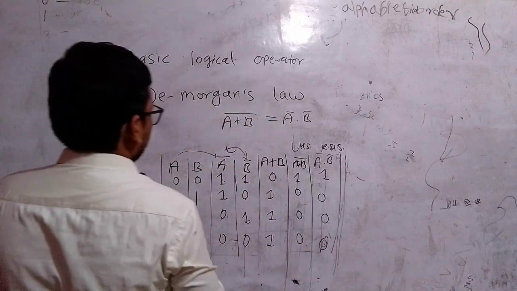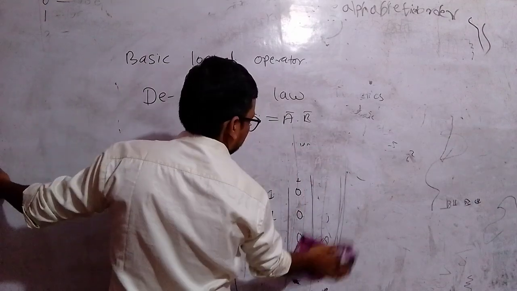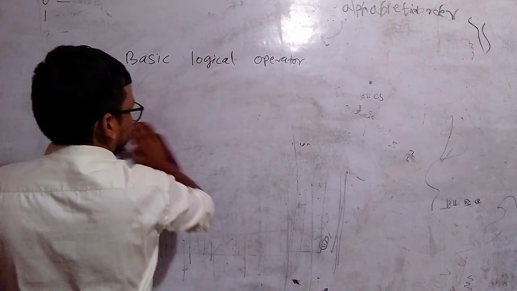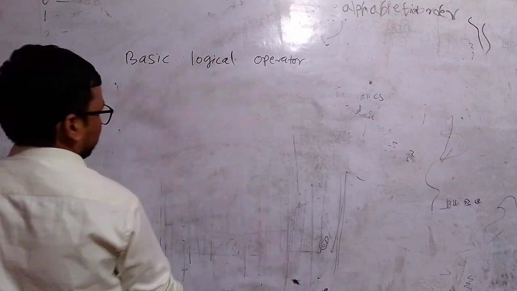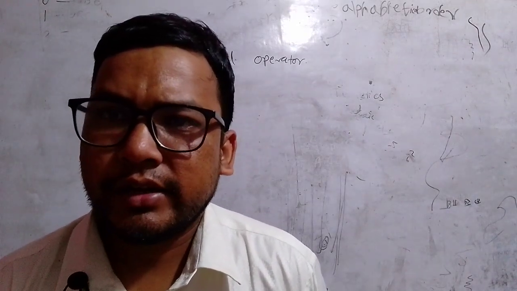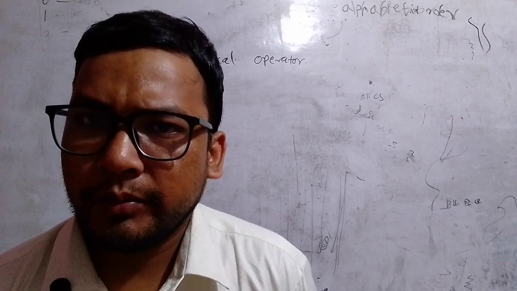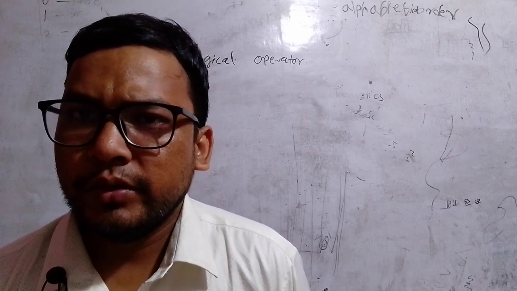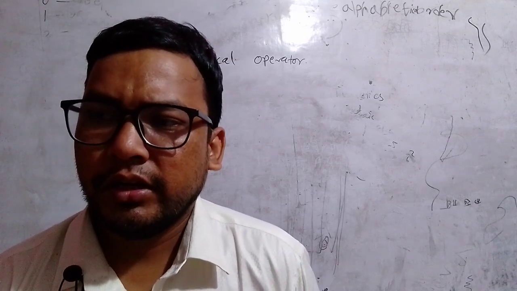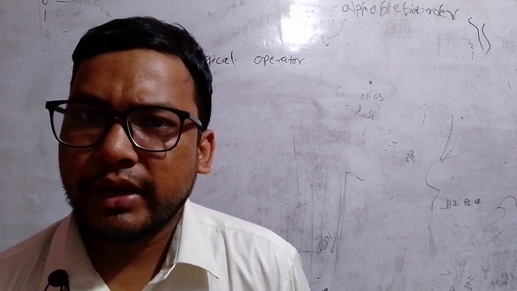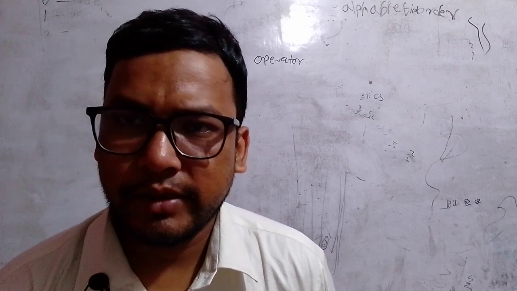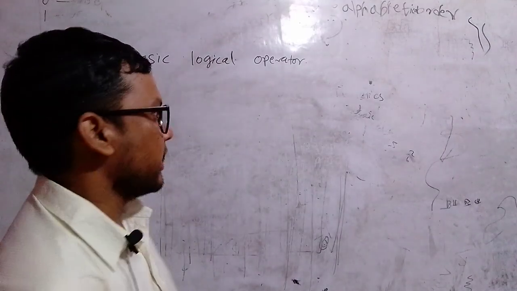Now let's study universal gates. What is a universal gate? Universal gates are those gates which we can use to make all of the basic gates. Universal gates are those gates which are capable of making all basic gates by themselves. This is called a universal gate.